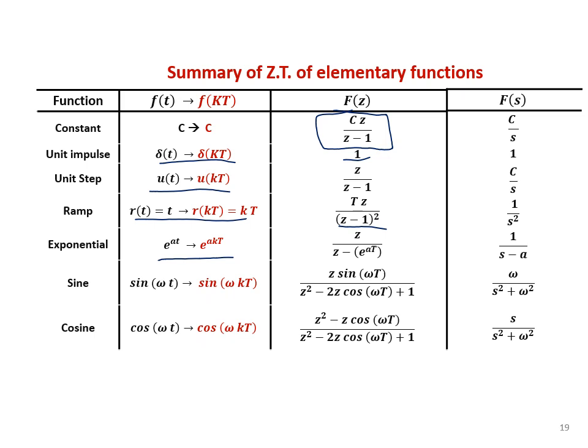Exponential: z over z minus e power negative at. Sine omega t or sine omega kt equals z sine omega t divided by z squared minus 2z cosine omega t plus 1. For the cosine function, cosine omega t or omega kt, z squared minus z cosine omega t divided by z squared minus 2z cosine omega t plus 1.